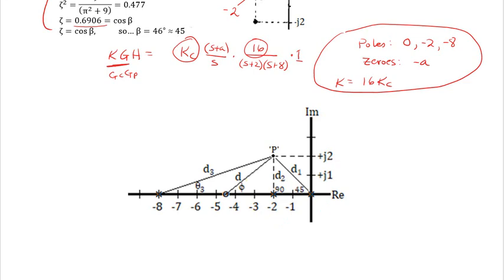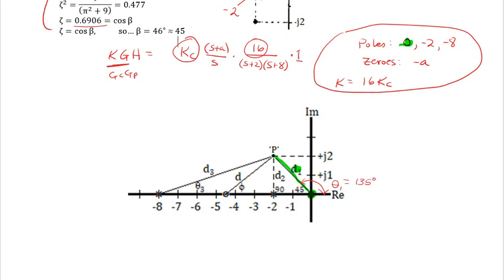So let's just go through that. For the pole at 0, it's right there, and the line goes right up to P. The distance is d1, and the angle right here, that's theta 1. And obviously it's a 45-degree angle, so theta 1, just by observation, is going to be 135 degrees.